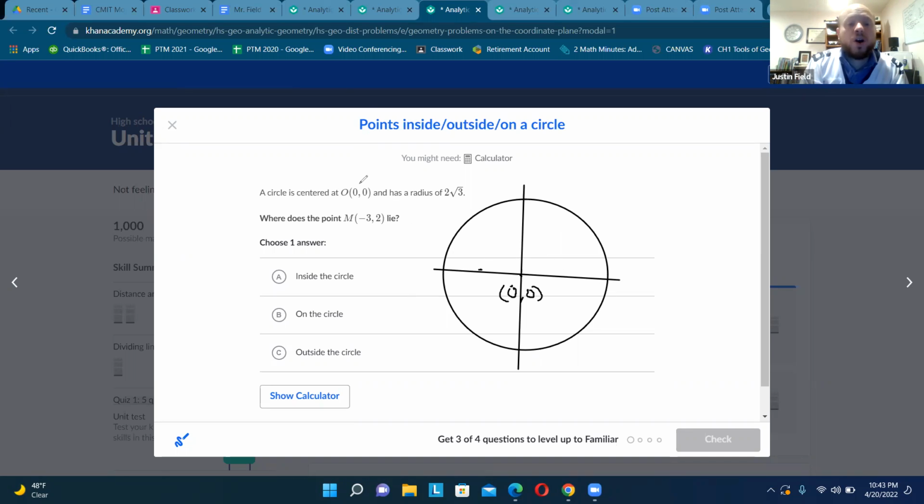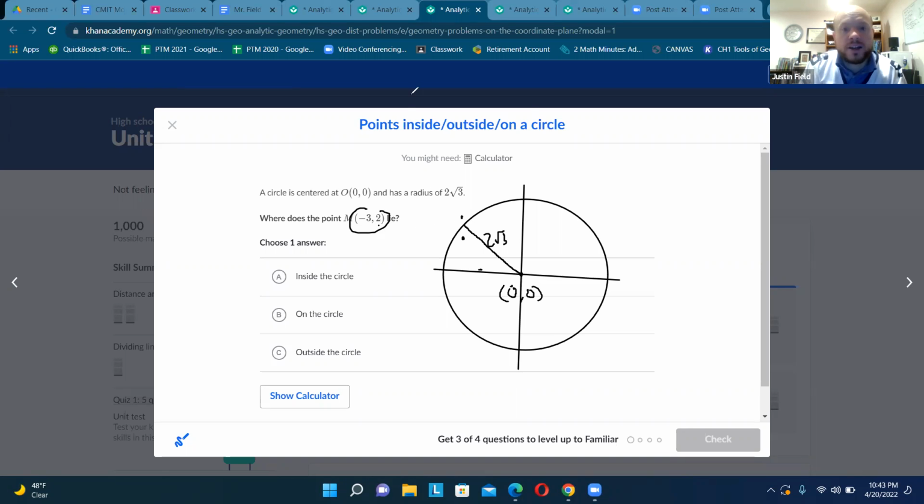All right. So where does this point lie? It all depends on the radius. Okay, so we know the radius is 2 square root of 3. And so -3, 2 could be here, could be here, it's somewhere around here. But if I draw the radius 2 root 3, the question is, would this give me a radius of 2 root 3?